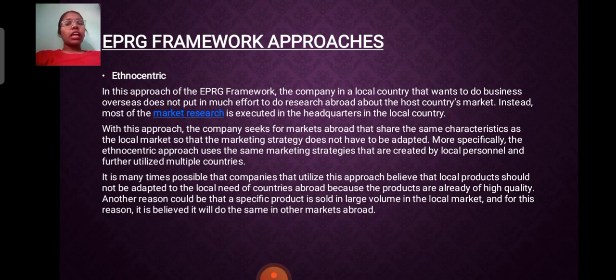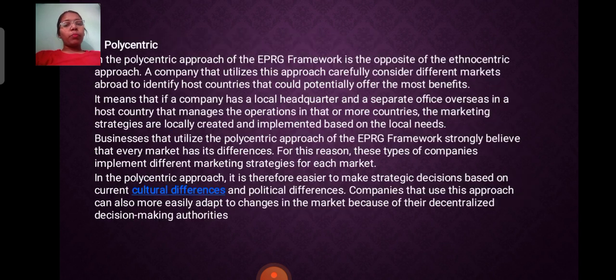It is many times possible that companies that use this approach believe that local products should not be adapted to the local needs of a country because the products are already high quality. Another reason could be that a specific product sold in large volume in the local market is believed to do the same in other markets abroad.